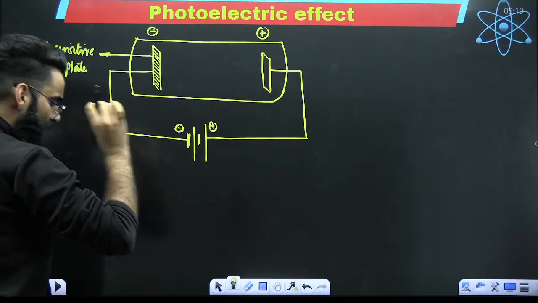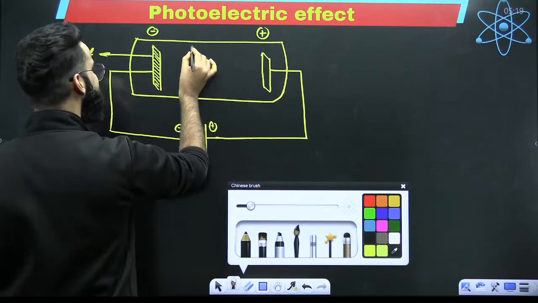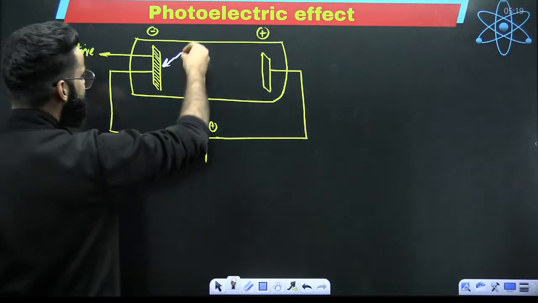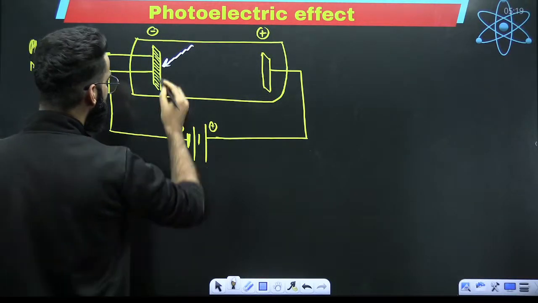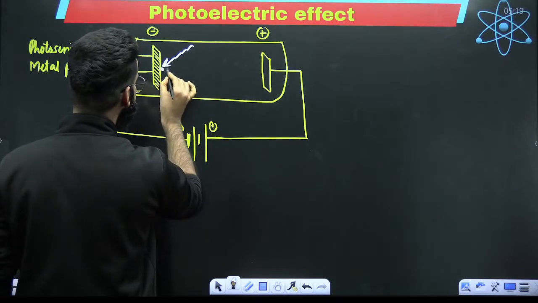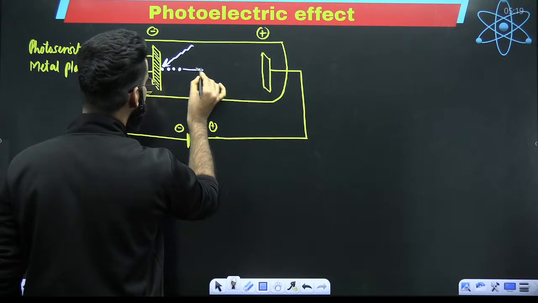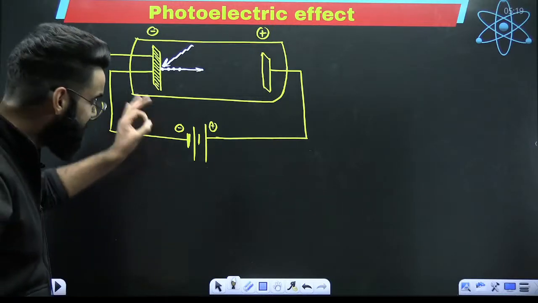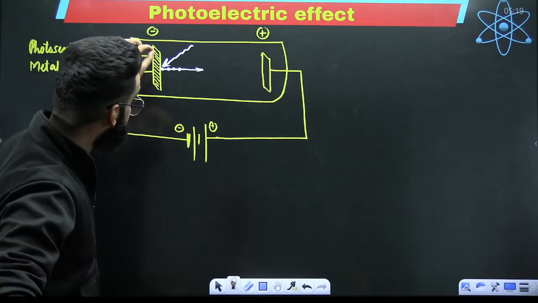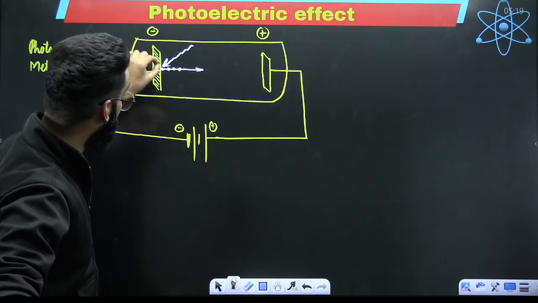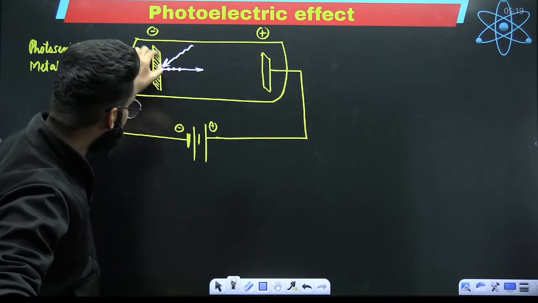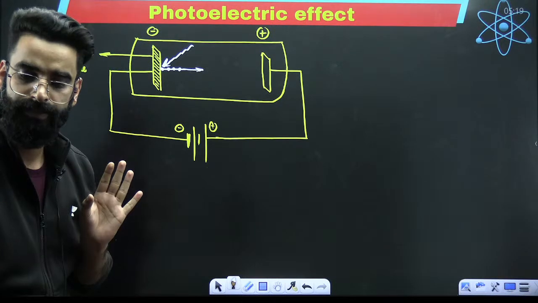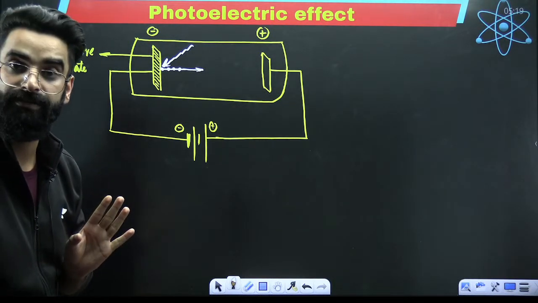Now, my dear students, what is going to happen? Imagine some light radiations are incident on this metal plate. When light radiations are incident on this metal plate, electrons are going to be emitted from its surface. Electrons are knocked out from the surface of the metal. This phenomenon in which the electrons are knocked out from the surface of the metal when light radiation falls on it is what you call the photoelectric effect, right?